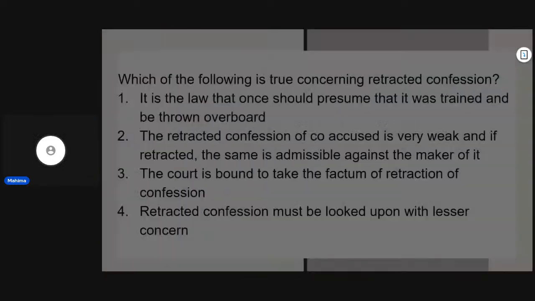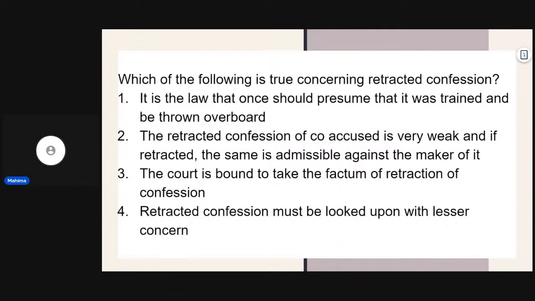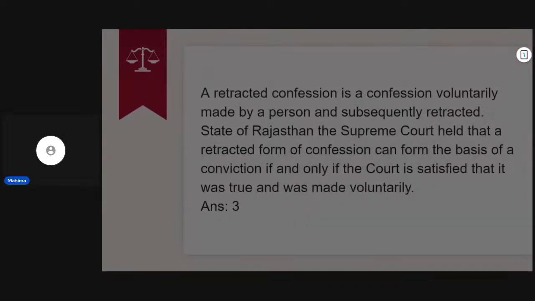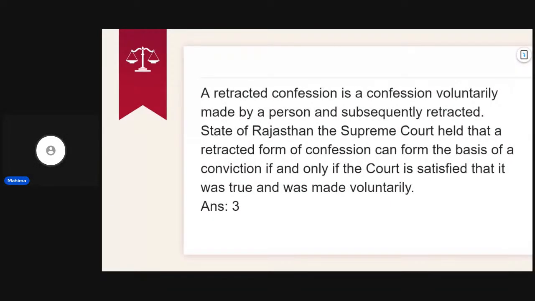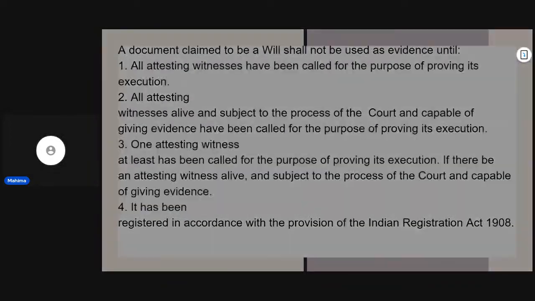It is option number three, guys. The court is bound to take the fact of retraction of confession. A retracted confession is a confession voluntarily made by a person and subsequently retracted. In State of Rajasthan, the Supreme Court held that a retracted confession can form the basis of conviction if and only if the court is satisfied that it was true and made voluntarily. Yes, Lakshita is right. Okay.